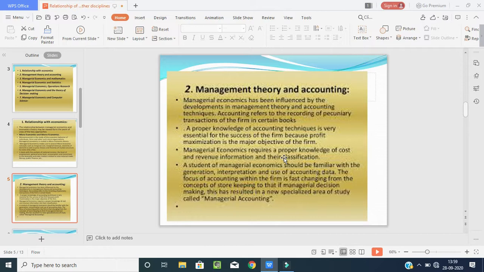Let's see. Managerial economics has been influenced by the developments in management theory and accounting techniques. Accounting refers to the recording of pecuniary transactions of the firm in certain books. A proper knowledge of accounting techniques is very essential for the success of the firm because profit maximization is the major objective of the firm. See here it has been mentioned clearly that ME, that means managerial economics, has the influence of development in management theory. What do you mean by management theory?